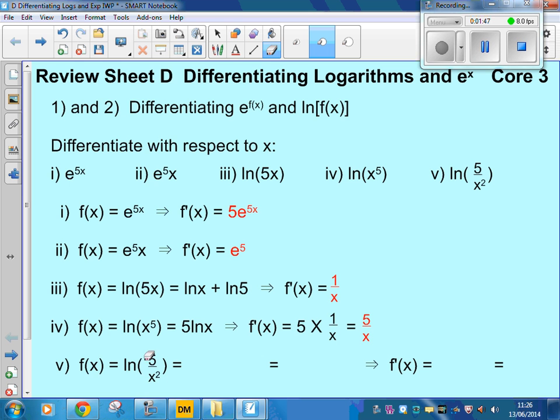If we had, let's say, 5 over x squared, we split it into a division, this is subtraction, so it's ln of 5 minus ln of x squared. And then for this part, putting the index in front, you get ln of 5 minus 2 ln x, and now we differentiate it. Ln of 5 is a constant, so it disappears, and ln of x goes to 1 over x, so minus 2 lots of ln of x becomes minus 2 times your 1 over x, which is minus 2 over x.